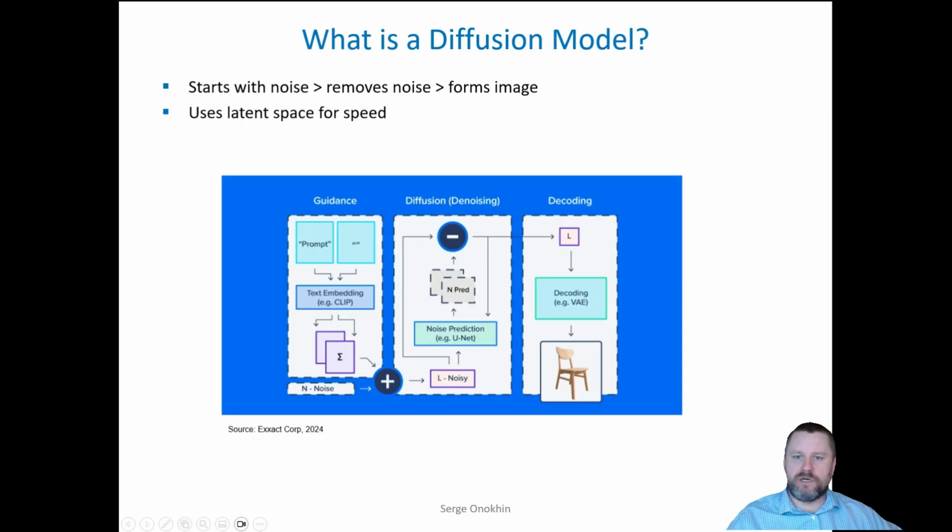So what is a diffusion model? At a high level, a diffusion model takes noise and slowly transforms it into a clear image. They're trained to reverse the noise process one step at a time. Today's models like Stable Diffusion do this in a compressed form called latent space, which makes things more scalable and much faster to compute.